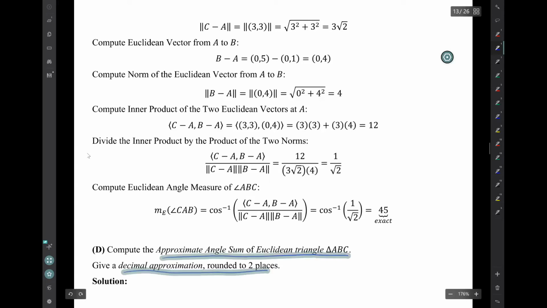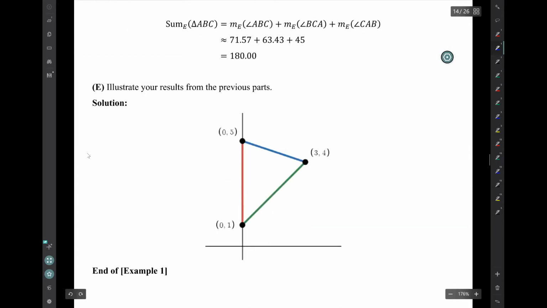rounded to 2 places. Well, using the results from before, the measure of angle ABC plus the measure of angle BCA plus the measure of angle CAB, just the approximate results, I get these numbers, and they add up to 180.00. Question E is to illustrate the results from the previous parts.